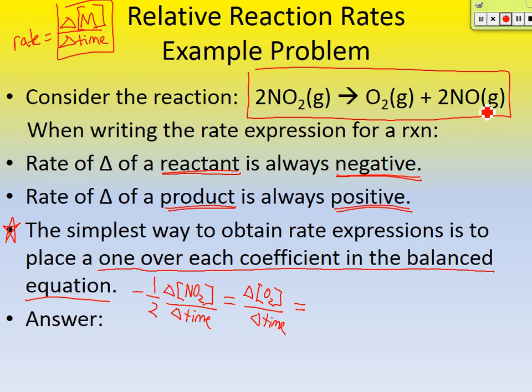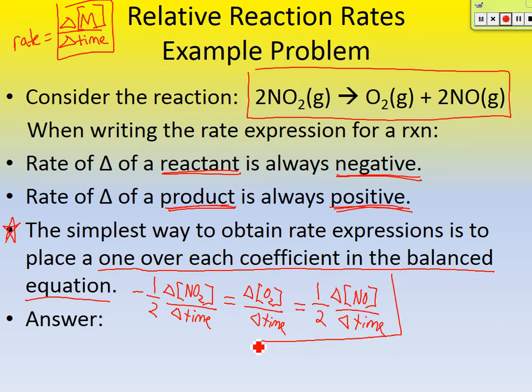So let's go back. Is it a product or a reactant here? Product. So the sign is going to be positive. Products, the sign is always positive. So we're going to keep it positive. Now my coefficient is a 2. What do I put over the top of it? 1 over 2. Now we're going to times it by its rate, the change in concentration of nitrogen monoxide over the change in time.